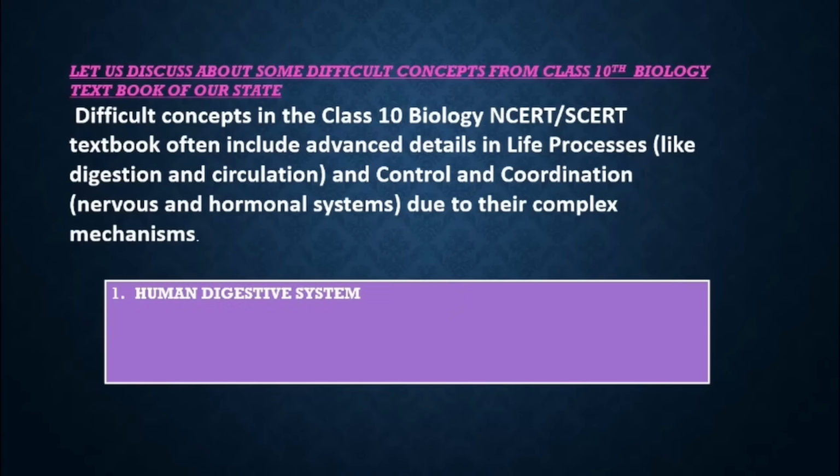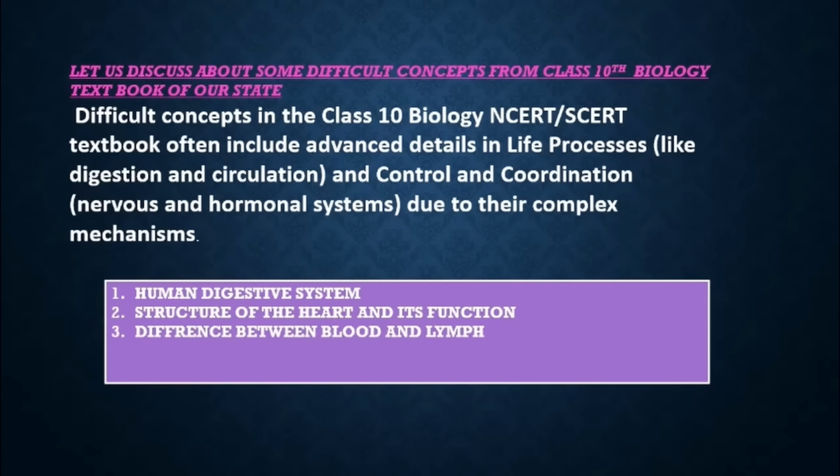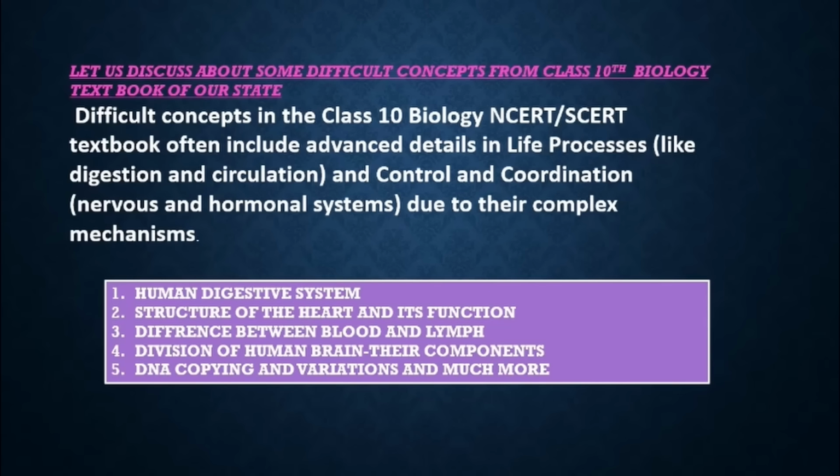They are: one, the human digestive system; the structure of the heart and its function; the difference between blood and lymph; the division of the human brain and their components; DNA copying and variations; and much more.